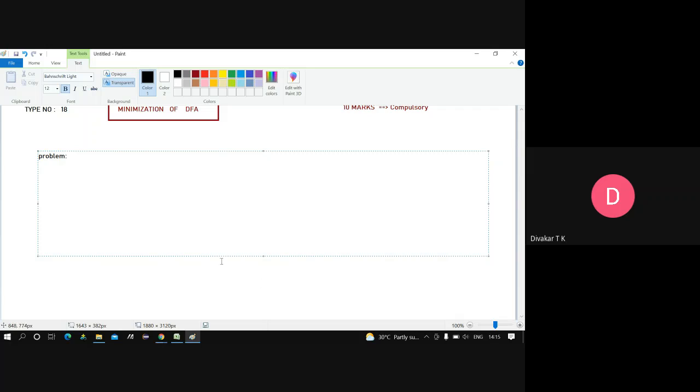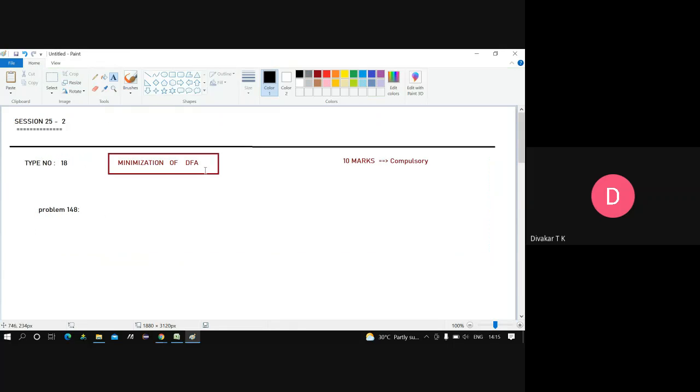So already we know what a DFA is. DFA stands for deterministic finite automata, and from each state only one symbol has to move. So we know that. Whatever the given DFA is, that only we have to minimize.